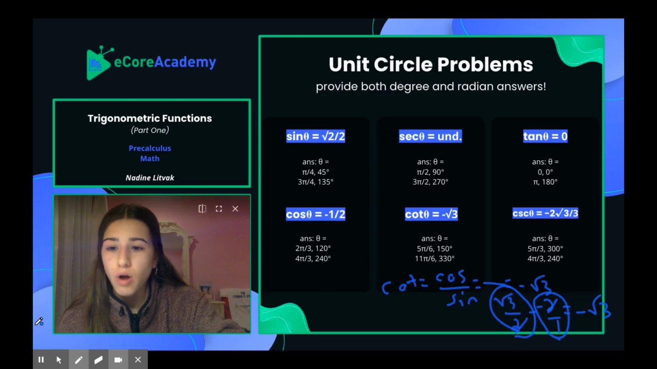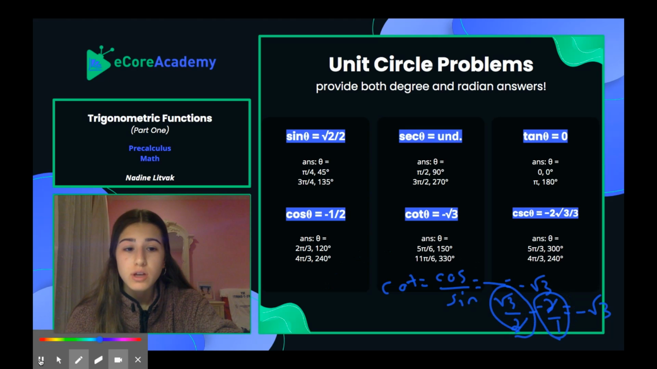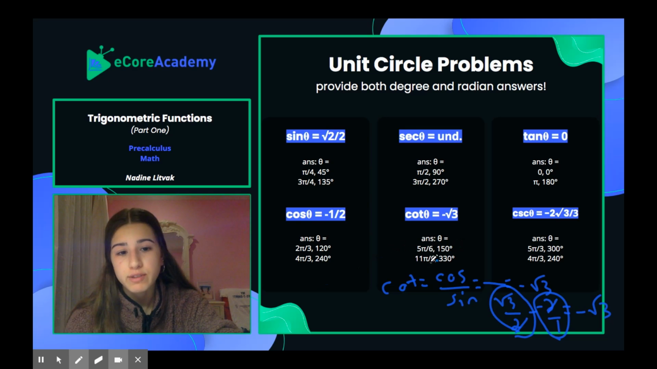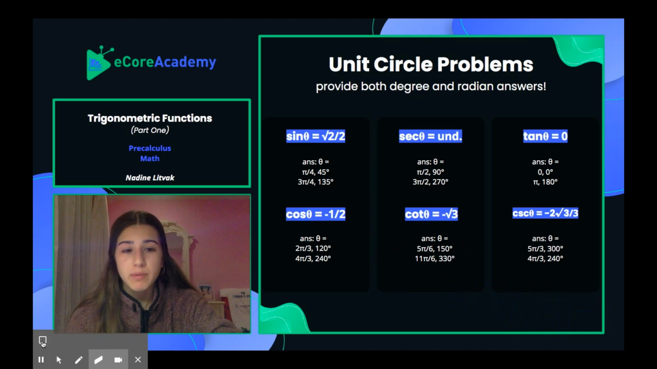So on the unit circle, let's find where there is a positive root 3 over 2 and a negative 1/2. When you look at the unit circle, you will find that it's 5 pi over 6 at 150 degrees and 11 pi over 6 at 330 degrees. Okay, lastly, let's do the last problem of this lesson.